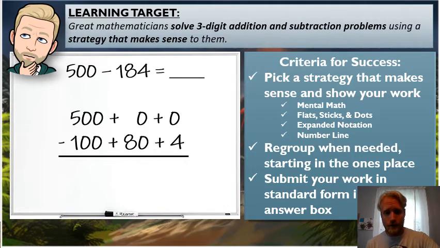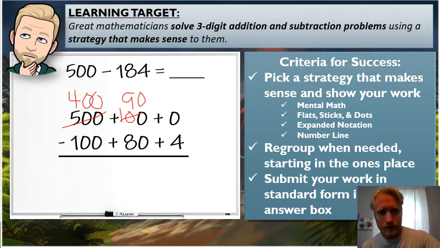All right, so now we've got to start taking away. 0 minus 4. Can I do that? No, which means I'm going to have to do what? Regroup, exactly. So 0 minus 4, can't do that. I'm going to have to regroup in the tens place. Wait, 0 minus 80, can't do that. Got to regroup again. So again, I'm going back over to the hundreds place. So I'm going to leave 400 up there. I'll bring 100 over here. But I'm also going to leave 90 here so I can bring 10 over into the ones place.